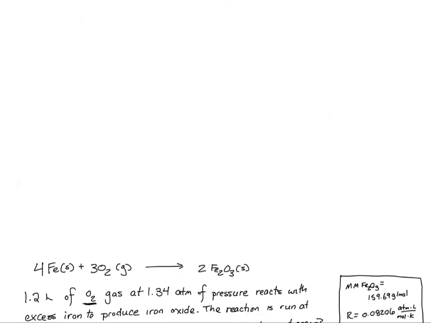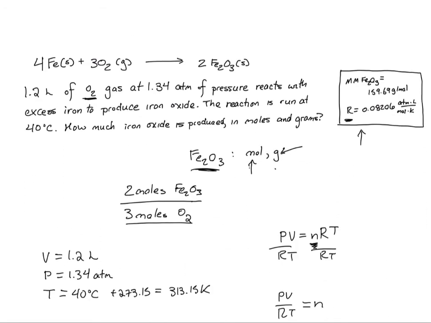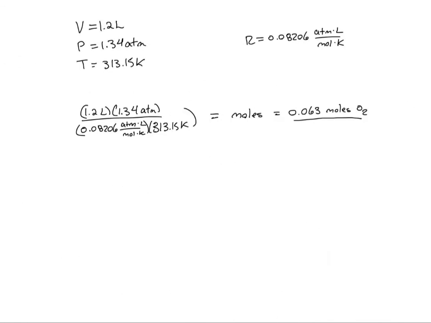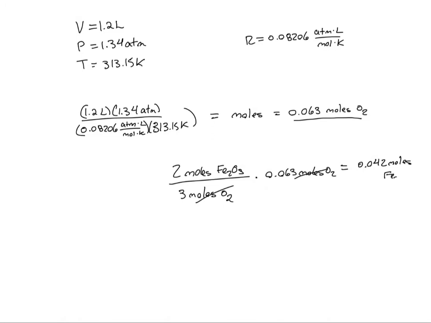Now let's jump back to the last page and see where we need to go next. We have our conversion factor right here, 2 moles of iron oxide, and we can use that very quickly to get us to moles of iron oxide, which is the first answer that we need. So we have 2 moles of iron oxide per 3 moles of oxygen. We're going to multiply that by our 0.063 moles of oxygen and cancel those two out, leaving us with 0.042 moles of iron oxide.